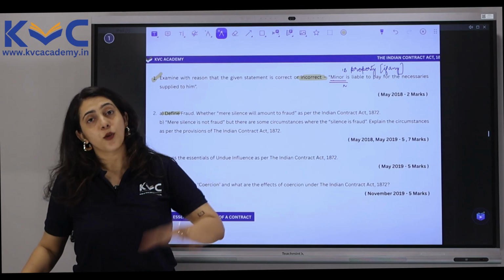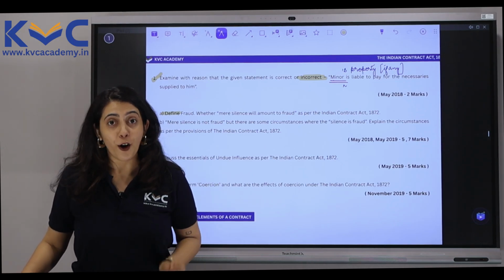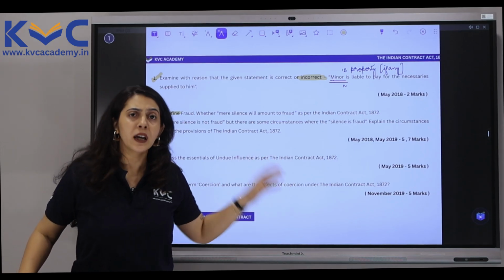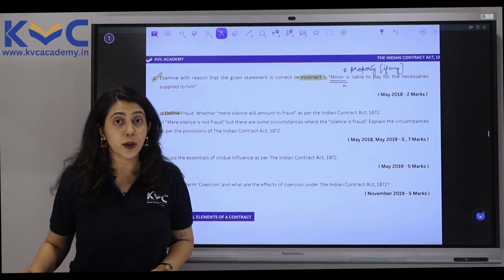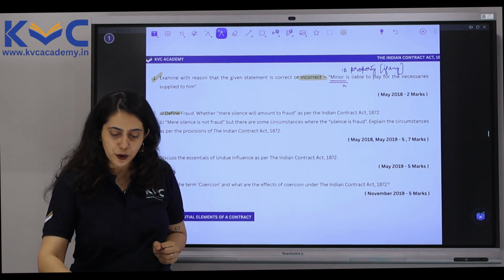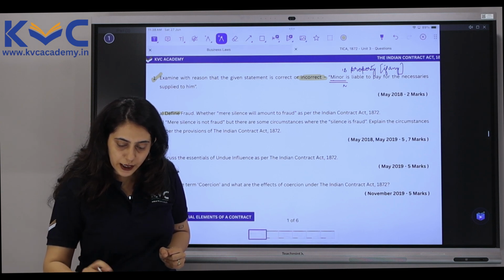I have said this over and over again in class. The concept of fraud as well as mere silence amounting to fraud is one of ICAI's favorite questions from the direct question point of view. So what do you write for this? First, you write the definition of fraud. The definition of fraud, if you see my notes, which is right here.